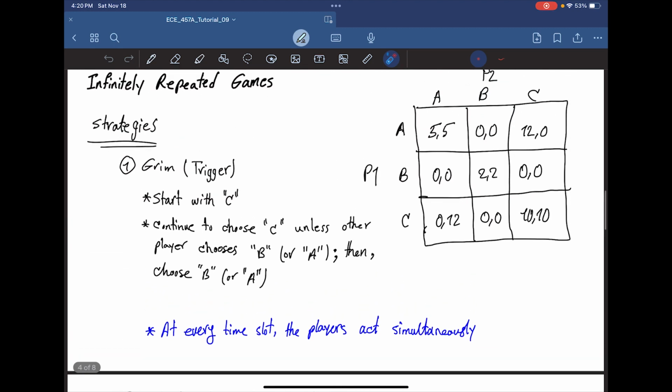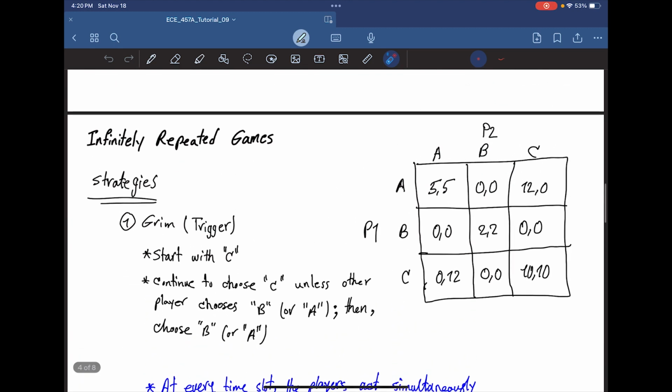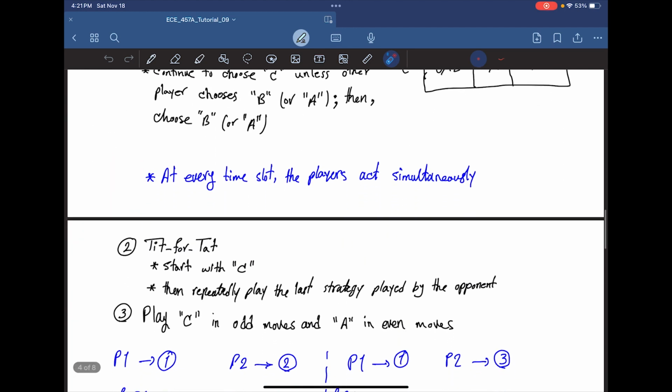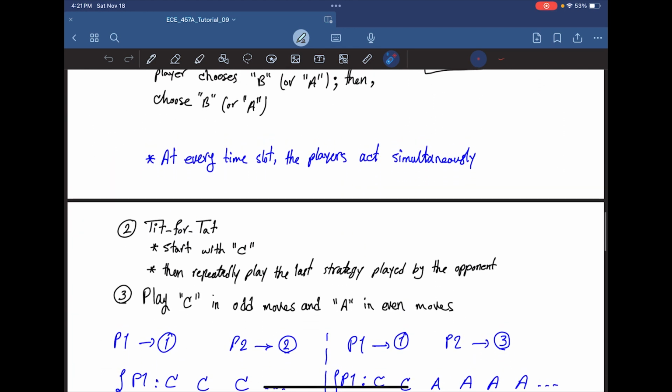Note that we sometimes call the actions strategies, and we also have some strategies here. So we are using the word strategy interchangeably for actions or strategies. We can choose any of these 3 strategies, Grim, Tit for Tat, or strategy number 3, for each player.